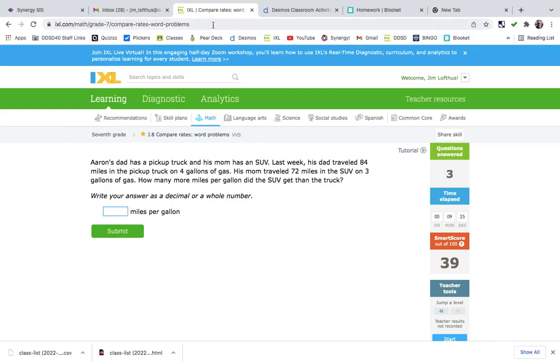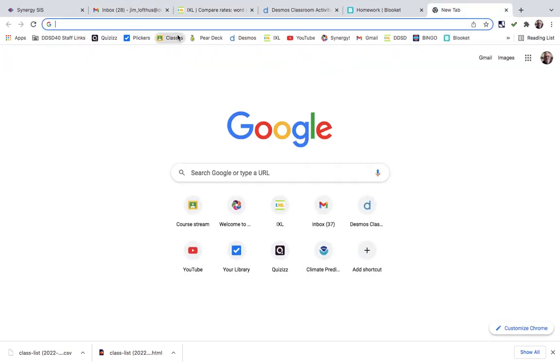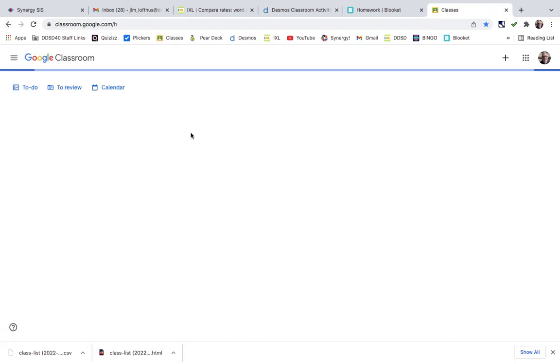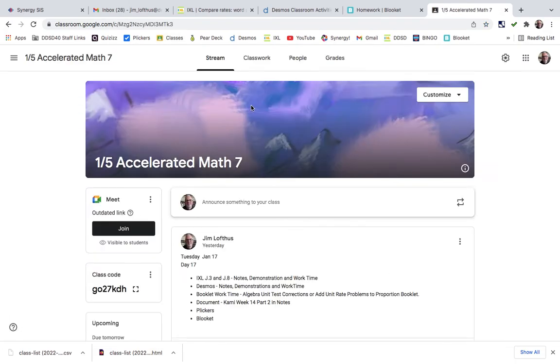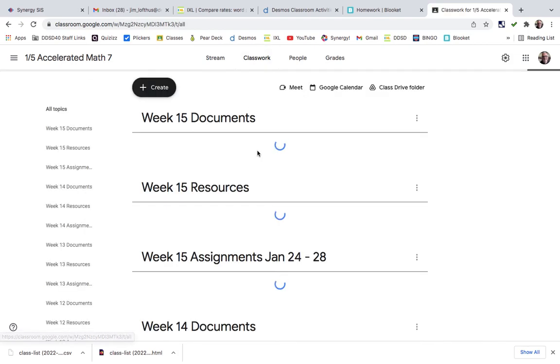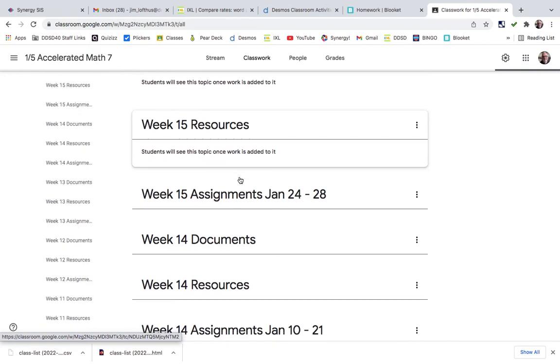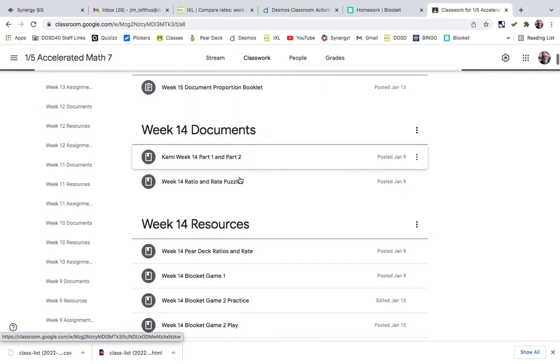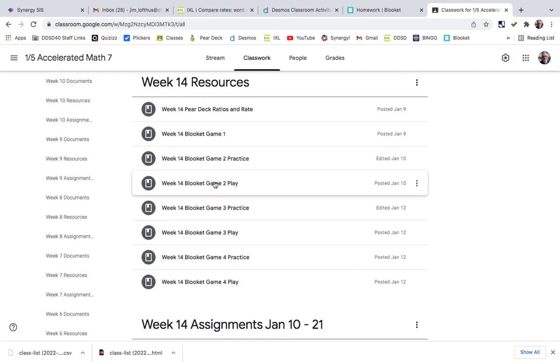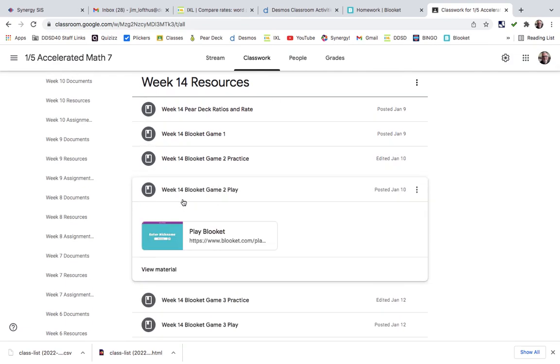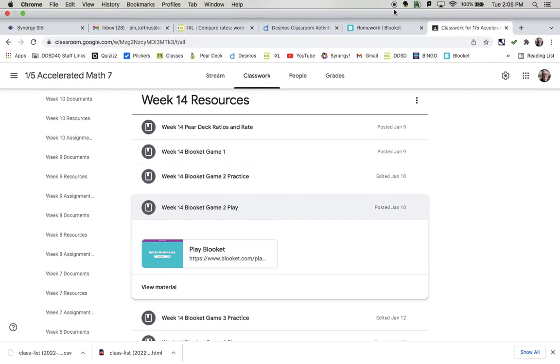Let's close that out. And we'll go just to here, classwork, okay, week 14 resources, Blooket, do week 14 Blooket game to play, and type your first name, last initial. If you've played it before, type your first name, last initial, and then a 2 or a 3 or however many times you have played it. And that is a recap for Tuesday, January 18th.